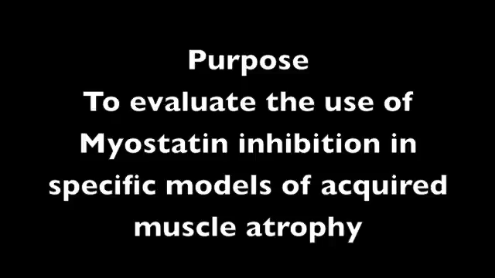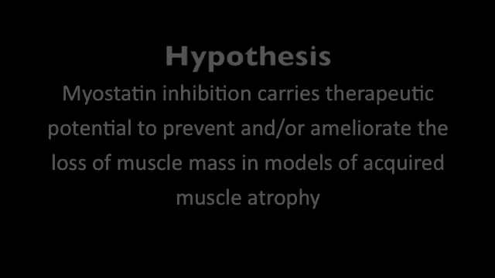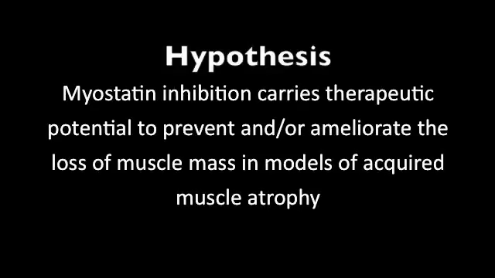The purpose of this experiment was to evaluate the use of myostatin inhibition in specific models of acquired muscle atrophy. The hypothesis stated that myostatin inhibition carries therapeutic potential to prevent and/or ameliorate the loss of muscle mass in models of acquired muscle atrophy.